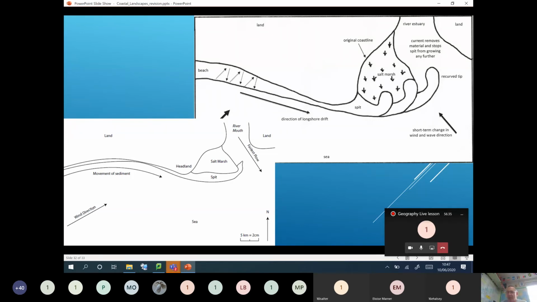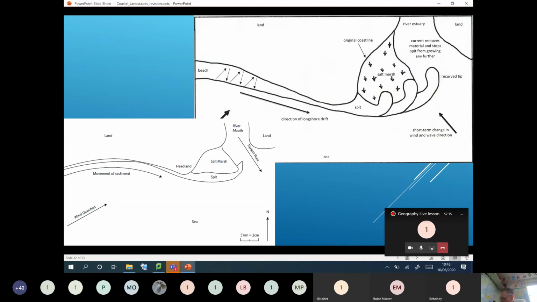For your evidence box, what could you say about the wind? Where is the wind coming from to cause the recurved tip? You can mention that in the comments, because that's going to be your evidence. Which direction is the wind coming from to create it? Excellent. Southeast, brilliant. So that's your evidence. So we've started to talk about the recurved tip. We've said what it is. It's when the wind changes direction temporarily. And our evidence is the wind has come from the southeast.